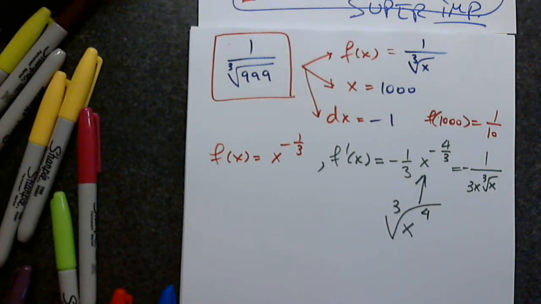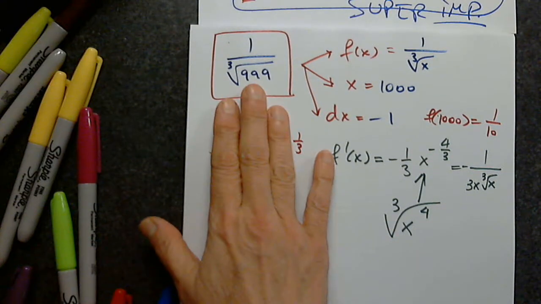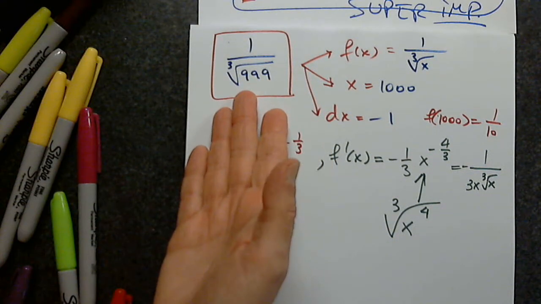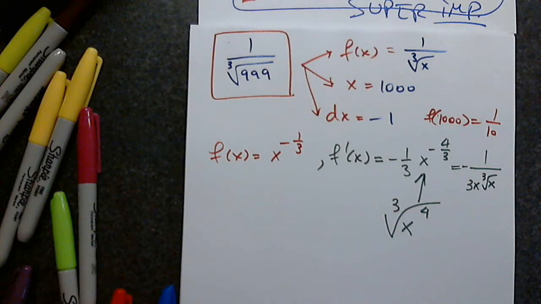Any questions? One more time, what are we trying to do? We're trying to approximate this using calculus. And then we'll see how approximate it is. Any questions so far? Please ask.